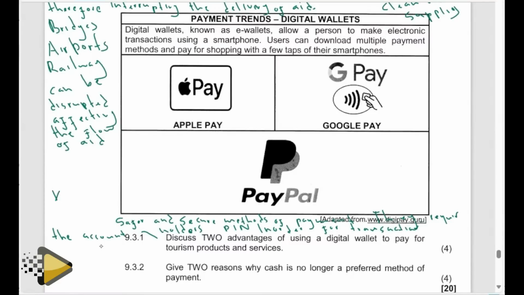Then in addition to that, we can also indicate that digital wallets reduce clutter. Instead of carrying cash and coins around, they reduce the amount of things which you are carrying. They reduce clutter as compared to cash.